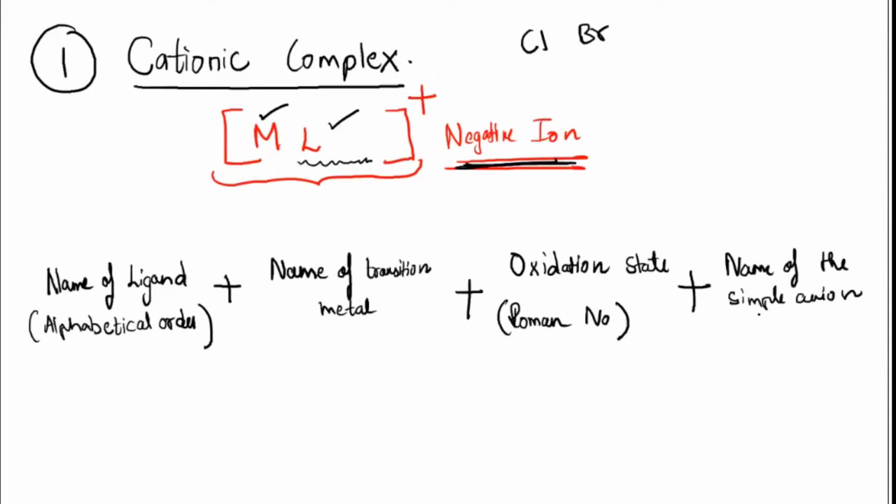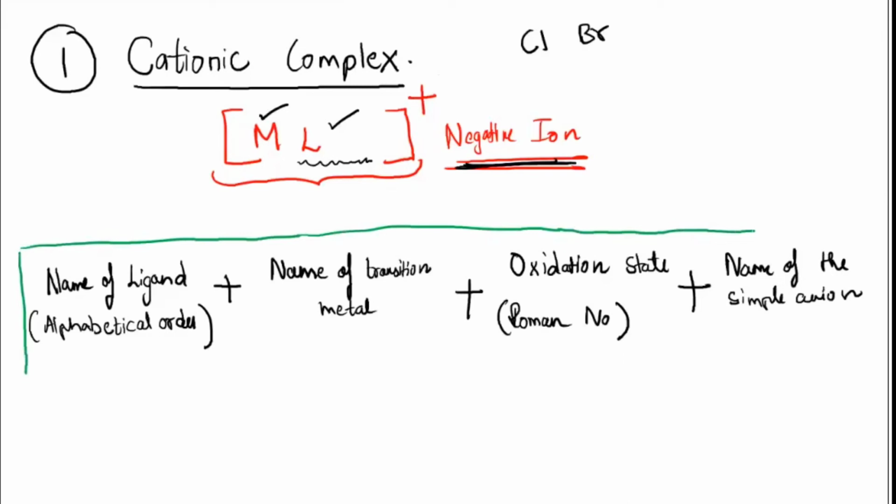Cl means chloride, Br means bromide, I means iodide, and if you find SO4 2 minus, it is sulfate. Normally that name has to be written. So this is the order and I want you to copy down this order. Put them in brackets and this should be written without any gap. Everything should be written.